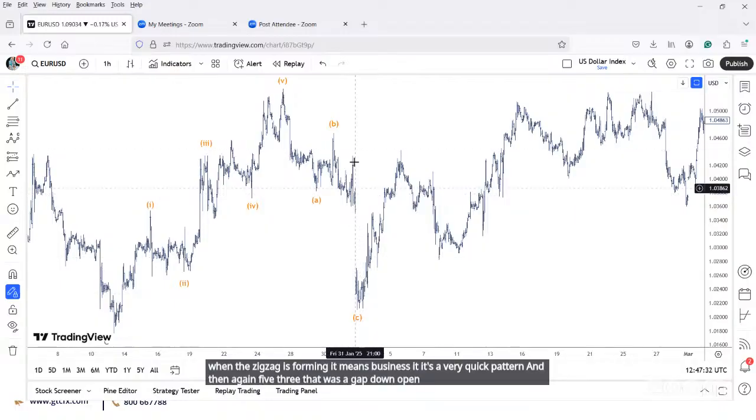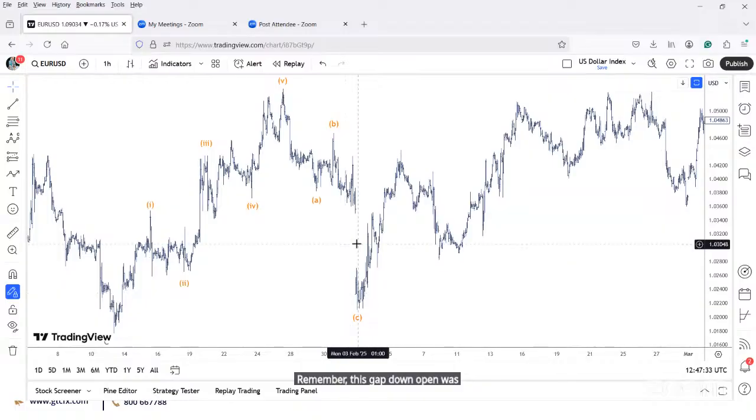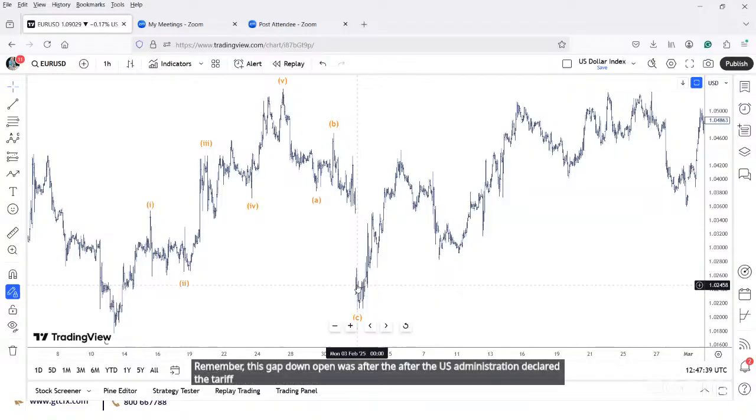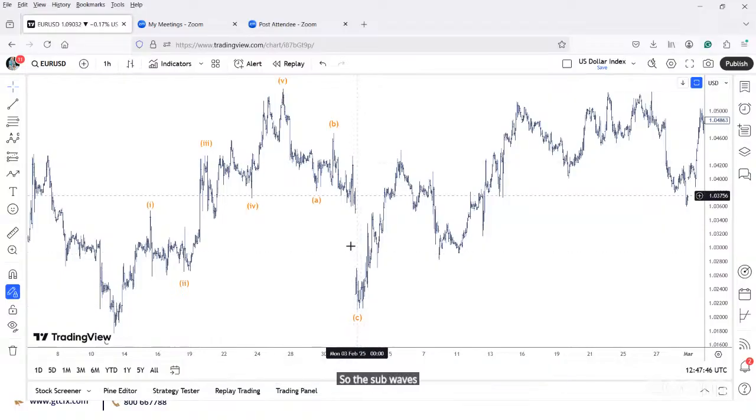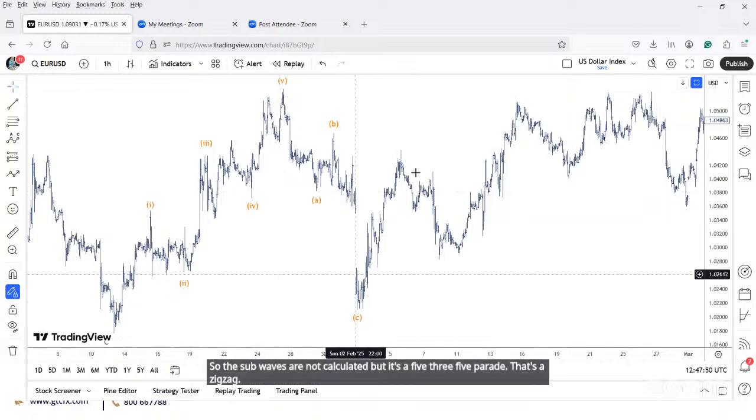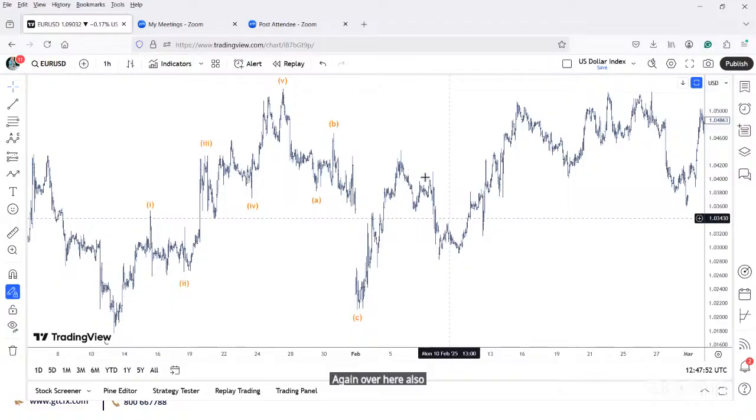Remember, this gap down open was after the U.S. administration declared the tariff, the tariff war started. I think it was 3rd of February. So the sub waves are not calculated, but it's a 5-3-5 pattern. So that's a zigzag. Again, over here also it's a zigzag. This one, this one, right? So we've seen a zigzag, we've seen a flat, we've seen a triangle.